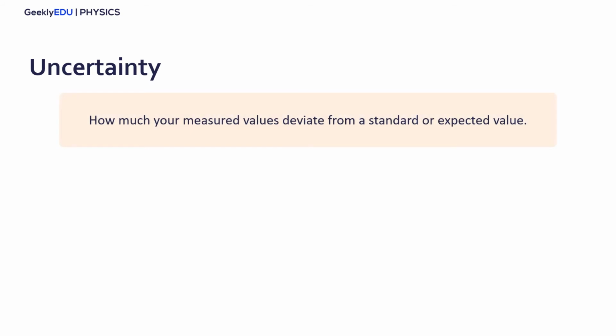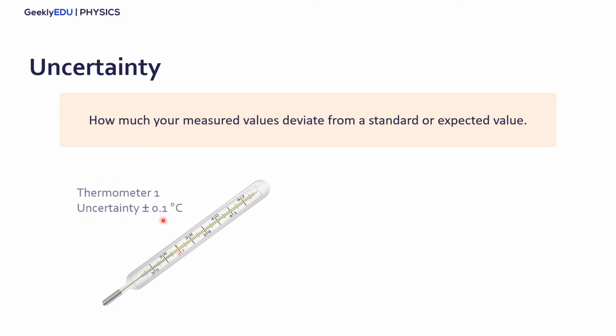Another very important concept to know when you're dealing with measurements in physics is uncertainty. Uncertainty is how much your measured values deviate from a standard or expected value. Let's use this thermometer as an example. This thermometer has an uncertainty of more or less 0.1 degrees Celsius. It means that if you take the measurement here and it's 37 degrees Celsius, for example, the real value can actually be 36.9 or 37.1 degrees Celsius.